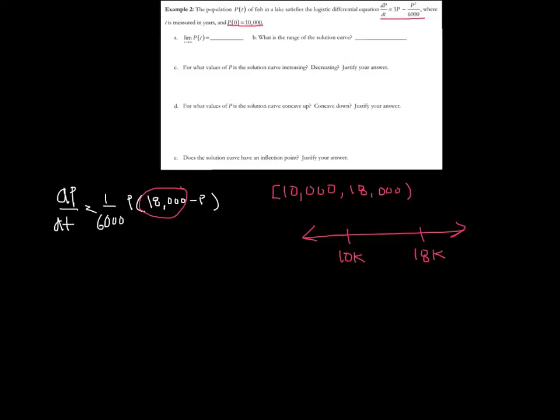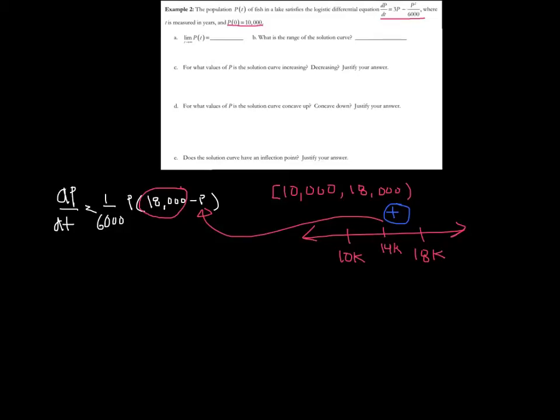And all we're going to do is plug in a number. Let's just say 14,000. That's right in the middle. We'll plug that into our differential equation to check the slope or the derivative to see whether it's increasing or decreasing. And we see that it is increasing because 18,000 minus 14,000 is a positive number times another positive number for P. That gives us a positive. So we know that it is going to be increasing from 10K to 18K. When is it decreasing? Well, it's never decreasing.